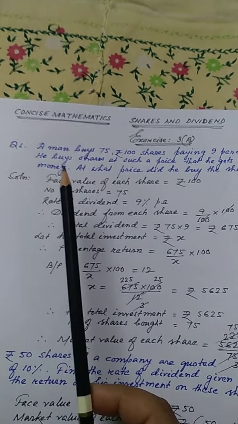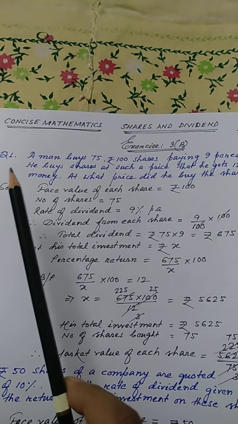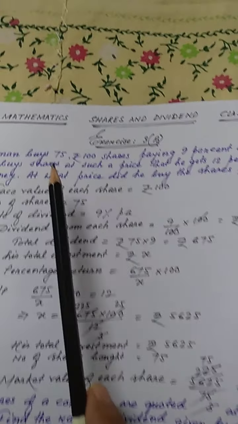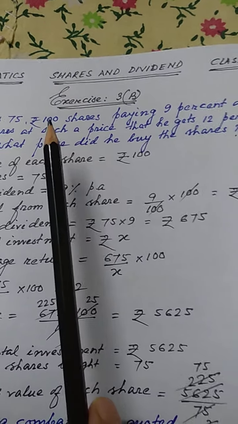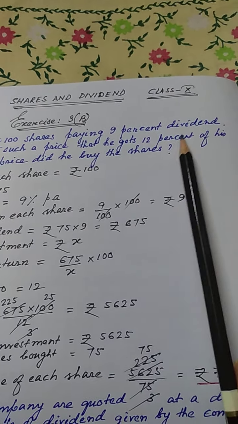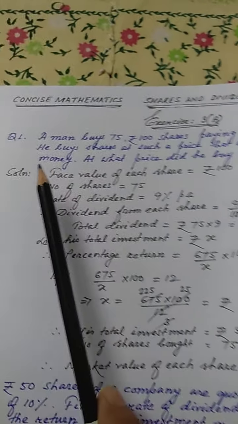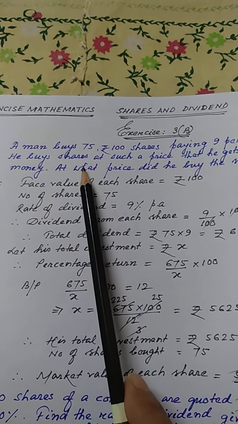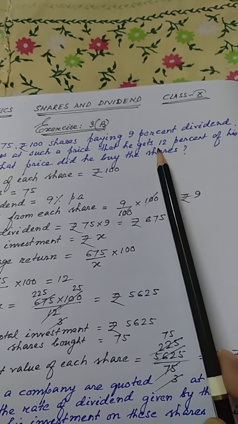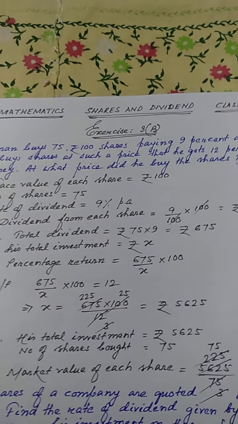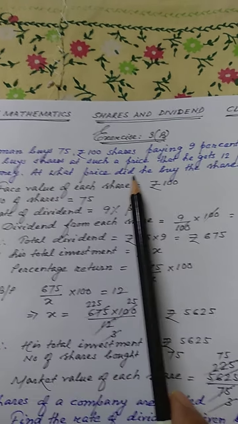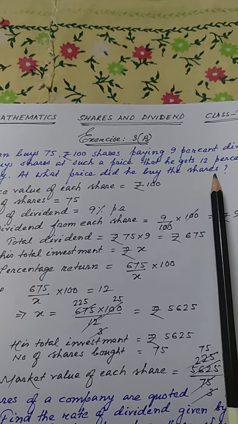Now exercise 3b, sum number 1. It's given a man buys 75 rupees 100 shares paying 9% dividend. He buys shares at such a price that he gets 12% of his money. At what price did he buy the shares?